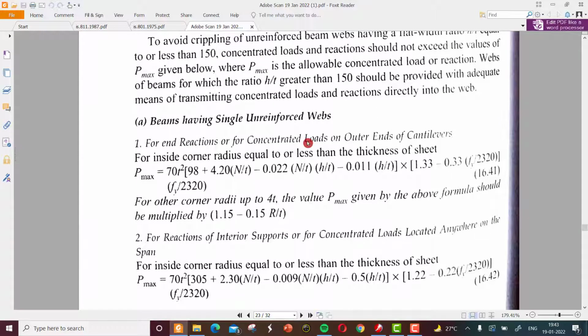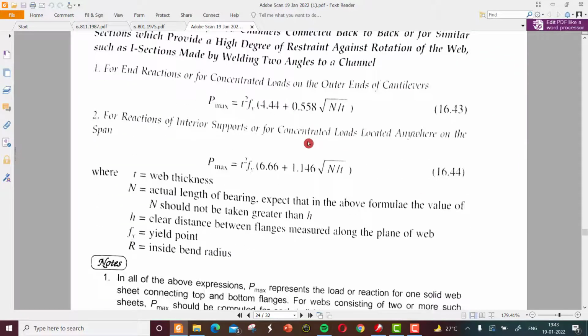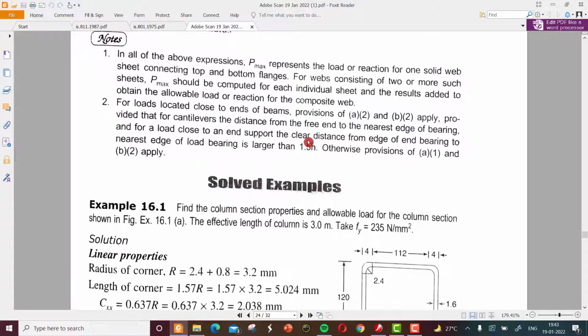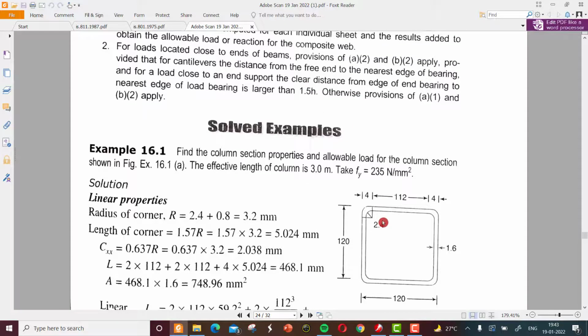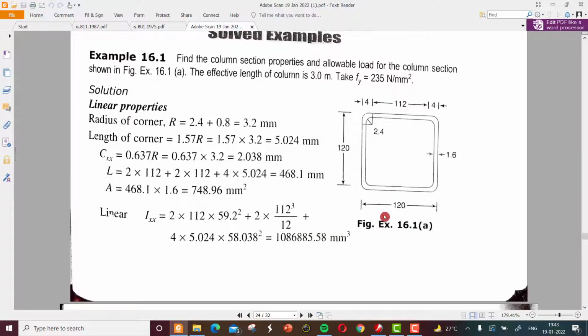Beams having single unreinforced webs, some equations are there. So we will go back to those equations whenever the problem demands. Okay, so we'll first see the problem of a closed section.